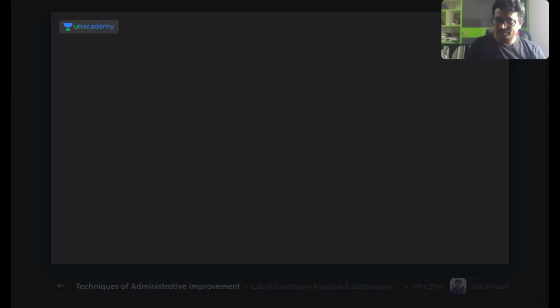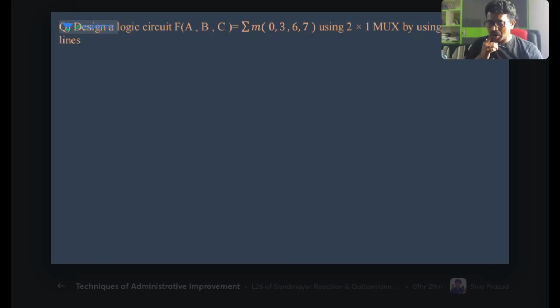Fine, all of you? Now let's see this. Design a logic function F of ABC by using a 2 by 1 mux, using A as the select line. Now you tell me, what is the size of the mux required to implement this?